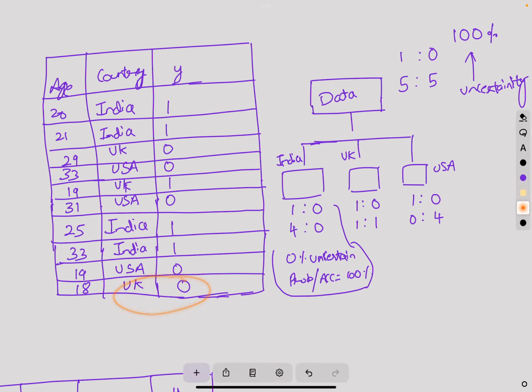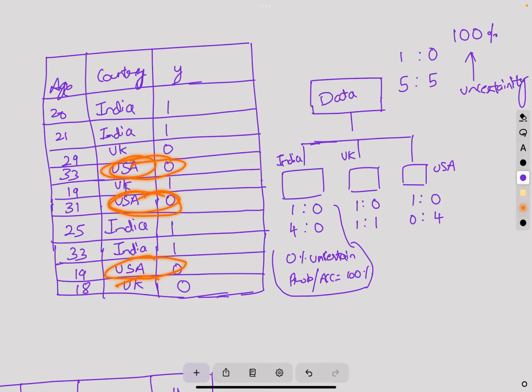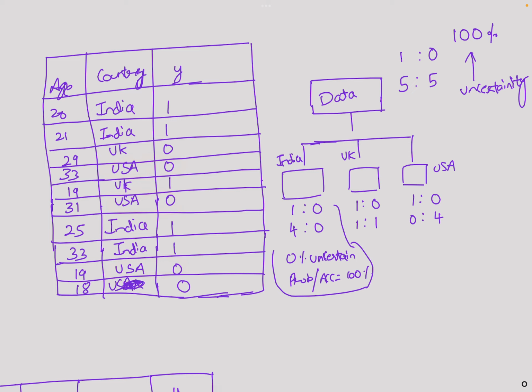And out of these 3 records, let me make this as class. Let us start with class USA. In case of the country being USA, 1, 2, 3, I have got 3 records and all of them belong to class 0. So let me make this also USA. So total I have 4 records, and all the 4 belong to class 0 over here.